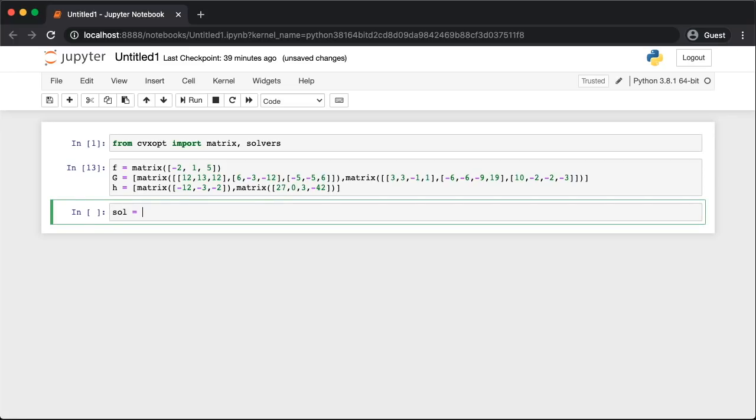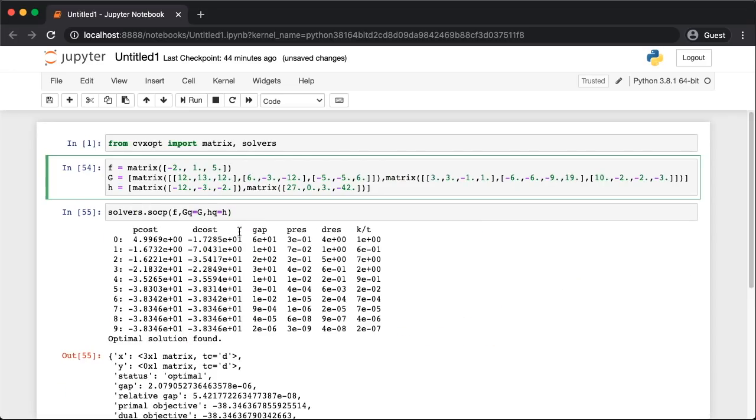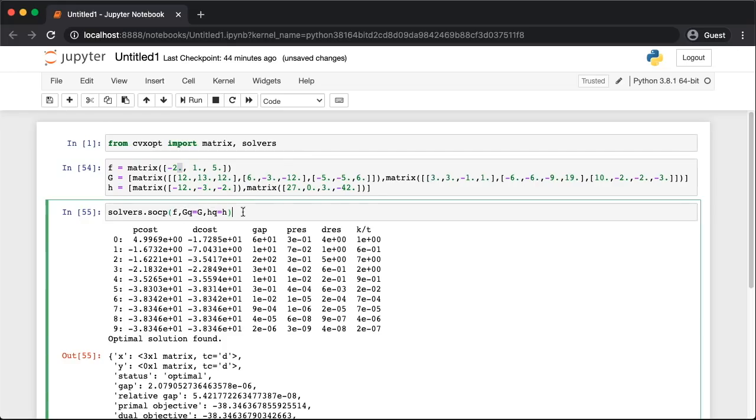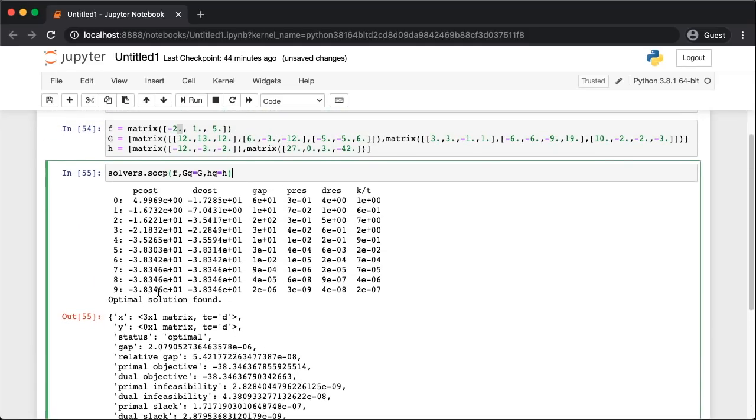All I have to do is call solvers.SOCP, passing the F, the G, and the H. And we've got an error saying C must be a dense column. Okay, so to fix this error, all you have to do is append a dot after each number. So 2 would be 2 dot, 1 would be 1 dot, and that's it. Then pass your F, G, and H as such, and you're ready to go. So after 9 iterations, the optimal solution is found.